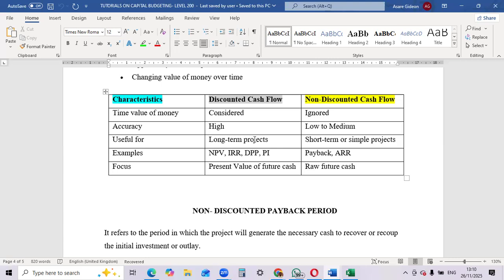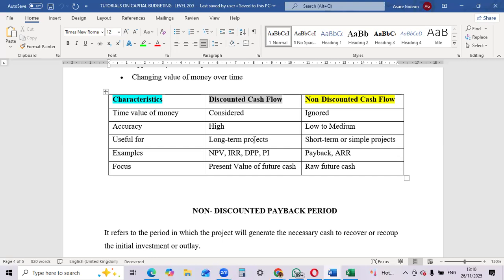Useful for long-term projects, of course. Discounted cash flow methods are used for long-term projects, and non-discounted cash flow methods are used for short-term or simple projects. Now, examples. These are some of the techniques that I talked about: NPV, that is the net present value, internal rate of return, the discounted payback period, and the profitability index. Then you have the payback under the non-discounted.